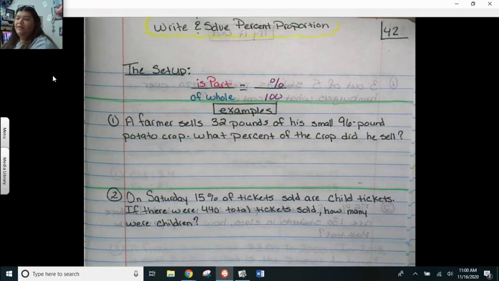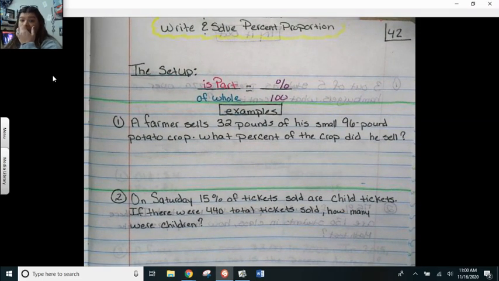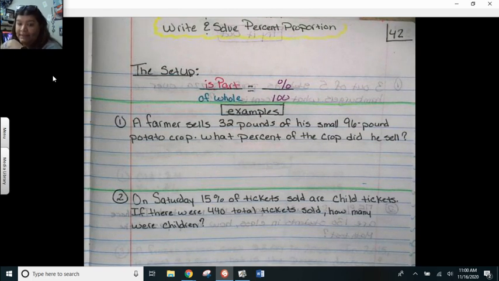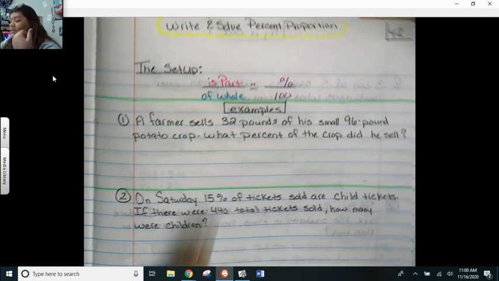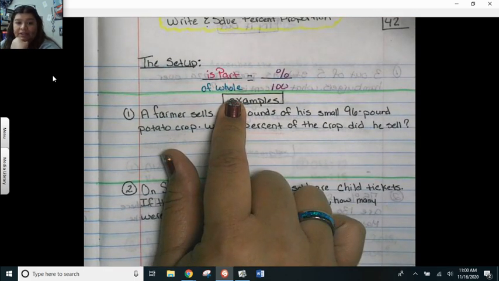Hey guys, good morning. I'm going to go ahead and continue on with percent proportion. So now I'm going to give you word problems, not just the is or the of. You can use the percent proportion if I ask you to find the percent, or I give you a problem that has a percent number in there. So the setup is the exact same thing as the other day.